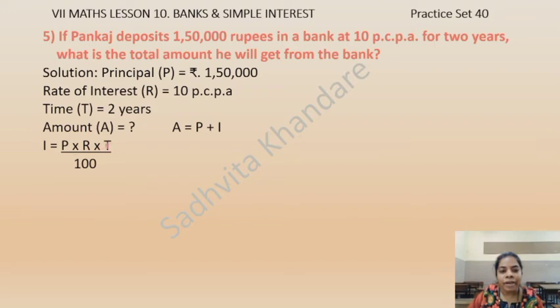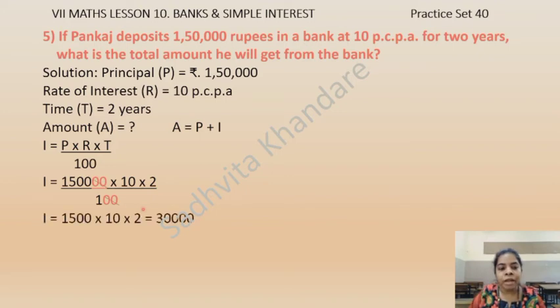P into R into T upon 100. So let's put the values. Principal is 1,50,000. Rate of interest is 10 and time is 2. These two zeros and these two zeros will get cancelled. See, now what is remaining? 1500 into 10 into 2, which is equal to 30,000.